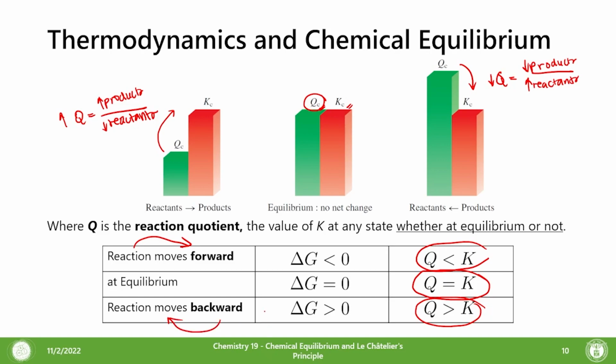So that's Q. Q is the reaction quotient, whether at equilibrium or not. And so it's defined by, for example, your initial state or a given state of your reaction, but K will always be defined at equilibrium only. So it will always remain constant for our reaction.